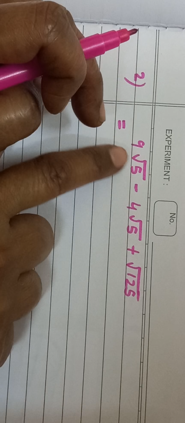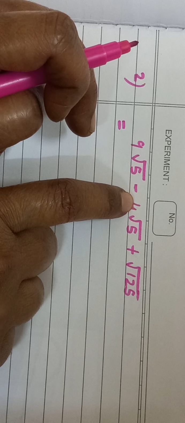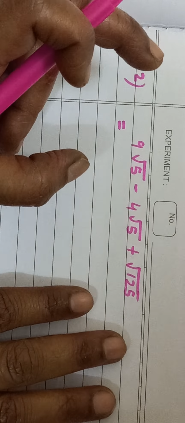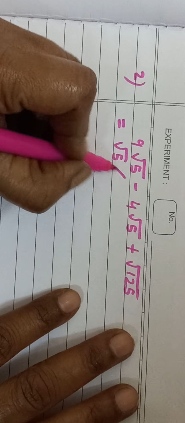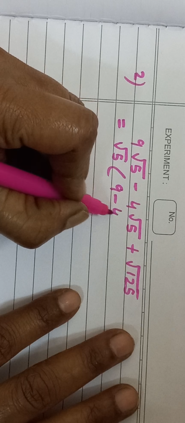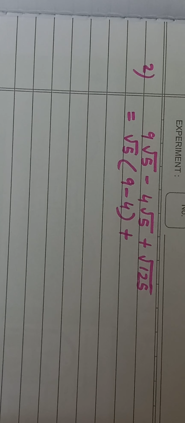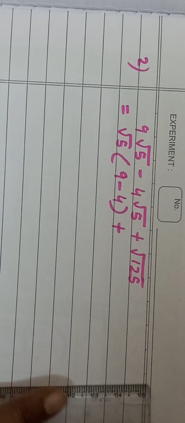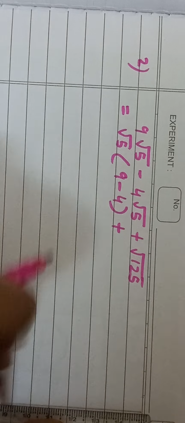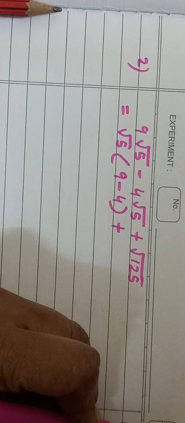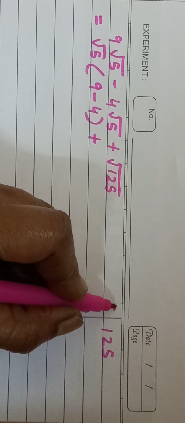If the like surds are there, this 9 minus 4, easily you can subtract. 9 minus 4 is 5. 5 root 5 you can easily write. But if still you don't understand, we can take root 5 as common and we can write it as 9 minus 4 plus. Now 125, you have to simplify what is given. So write whatever surd is given inside the radical sign, whatever radicand is there. Now 125 is given. So you can take the prime factors of it.